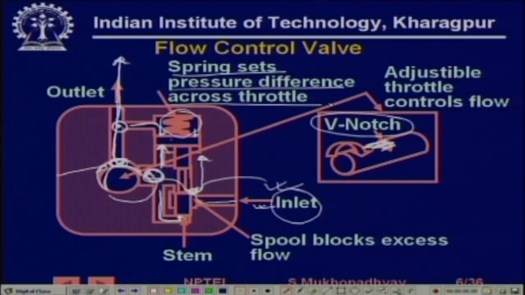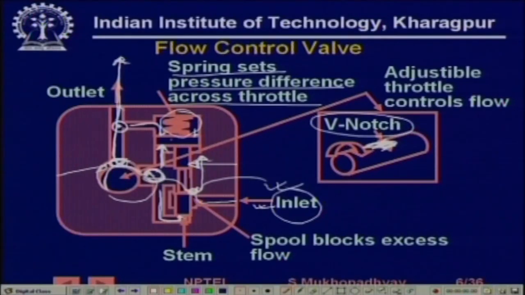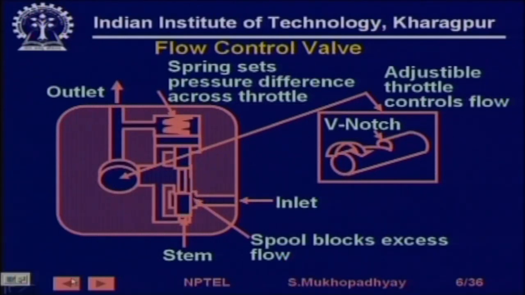So at a particular opening of the V notch, if you have the pressure difference fixed and the opening cross section fixed, then the flow is going to be fixed. The moment the pressure goes up, this spool will adjust and control the pressure here such that the flow to the load is going to remain the same. So this is the principle of flow control valves.